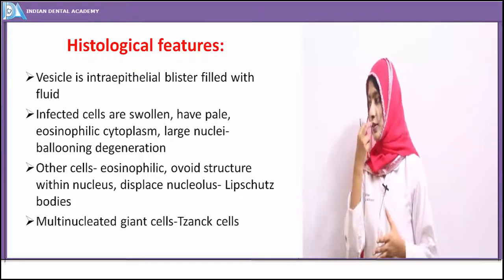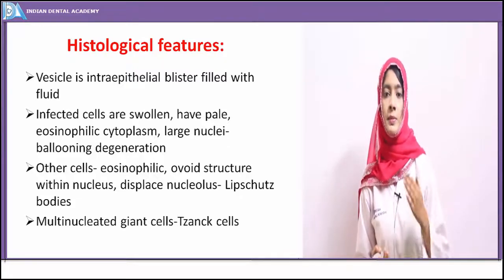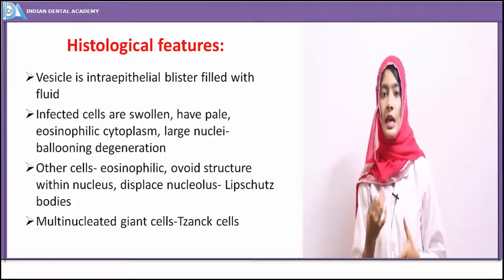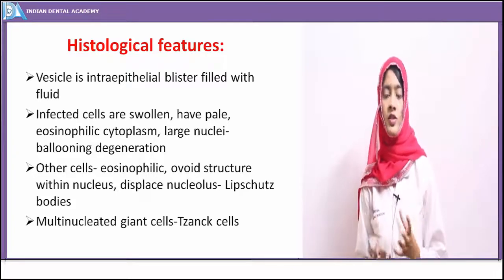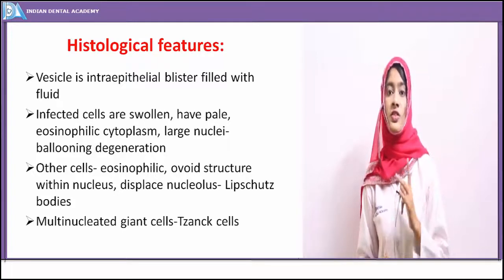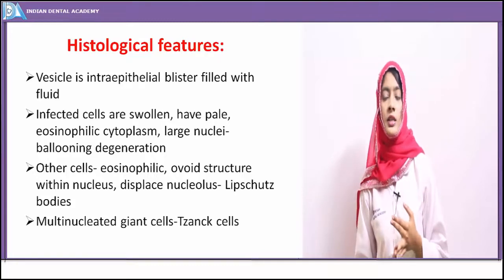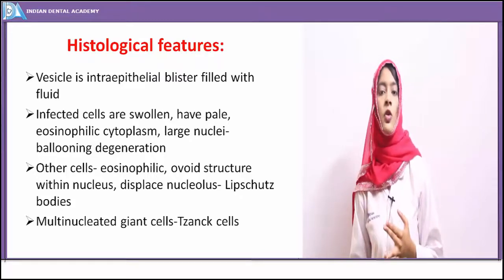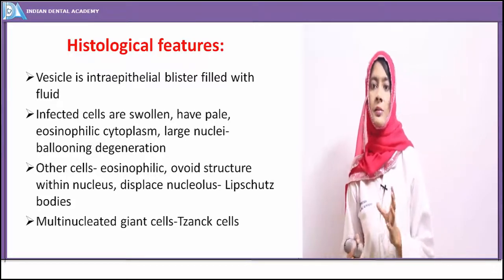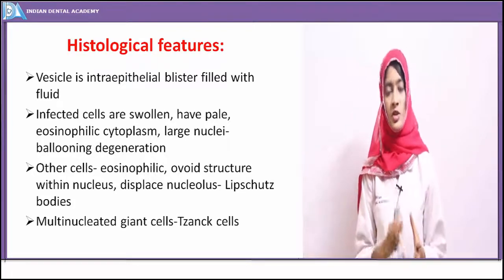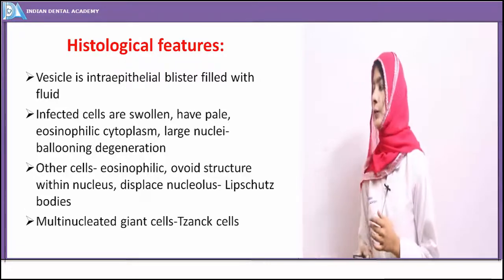The vesicles we are seeing in herpes simplex infection cases are all intraepithelial blisters. That is, just beneath the epithelium you get to see a fluid-filled blister. You have to differentiate these intraepithelial blisters from other skin diseases like erythema multiforme or pemphigus, because those are also intraepithelial blisters. So differential diagnosis has to be carried out, and that can be done correctly by microscopic diagnosis only.